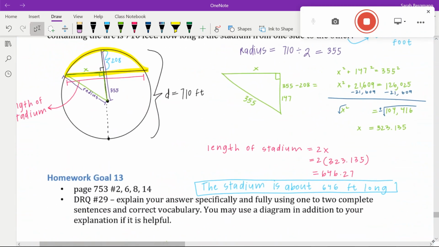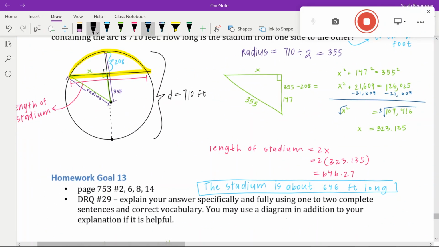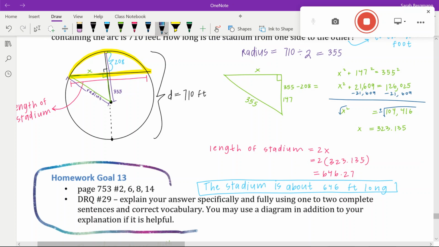Your homework for tonight is on page 753. You have numbers 2, 6, 8, and 14. And your reflection question is number 29. Make sure for this reflection question that you explain your answer fully and specifically using 1 to 2 complete sentences and correct vocabulary. You can use a diagram in addition to your explanation if it's helpful, but you must have the 2 sentences still.